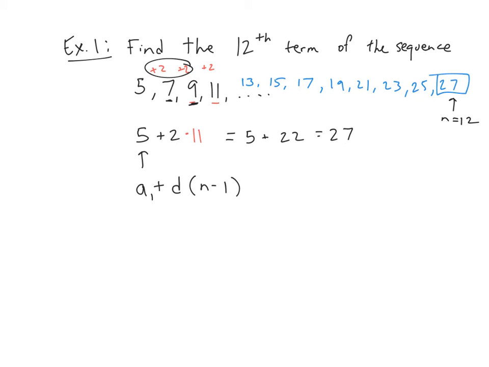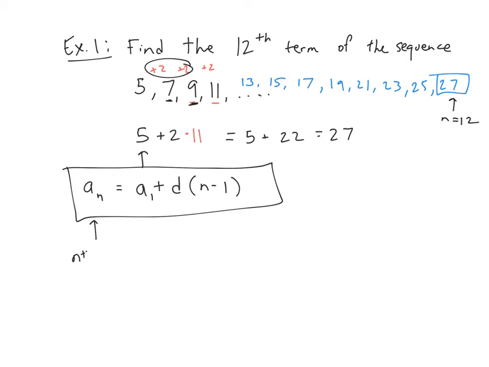So if I wanted to find the nth term, in this case the 12th term, so an, meaning the nth term, what I can do is take the first term, and then add in the common difference times n minus 1. So this is kind of our formula in general.